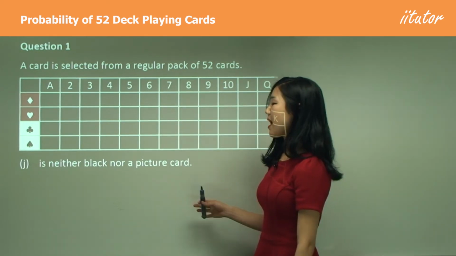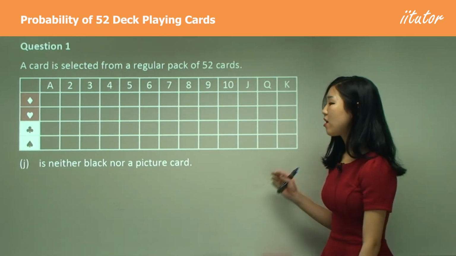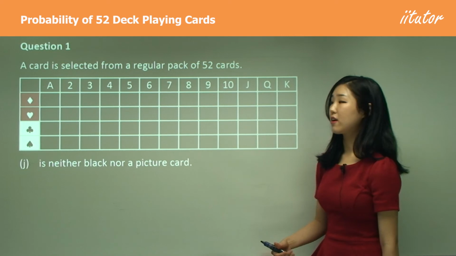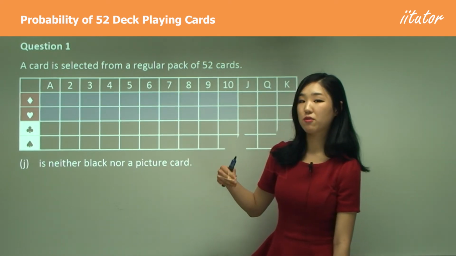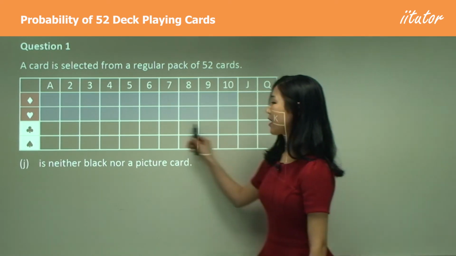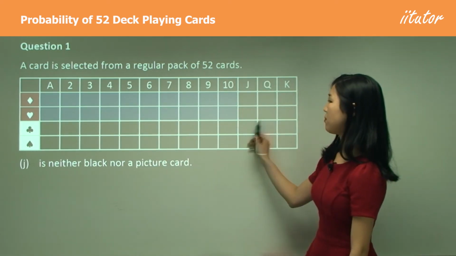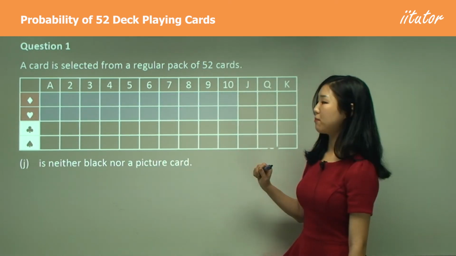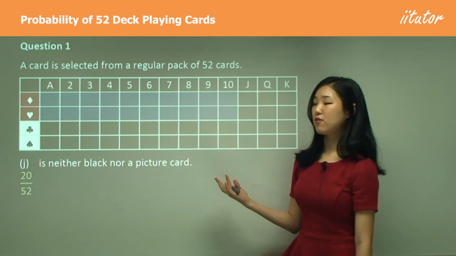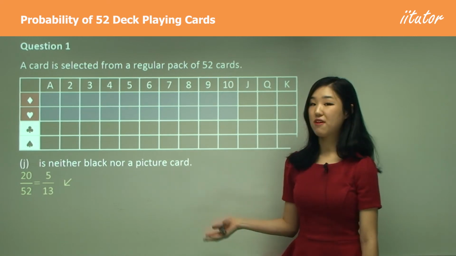Finally, J, neither black nor a picture card. It cannot be a black or a picture card, so it must be anything else apart from the stuff that we had in the previous question I. It can't be black at all, and it can't be any of the picture cards, so it must be the remaining, this part here, the one part in blue. If you count them up, you get 20, so it's 20 out of 52, which simplifies to 5 on 13.